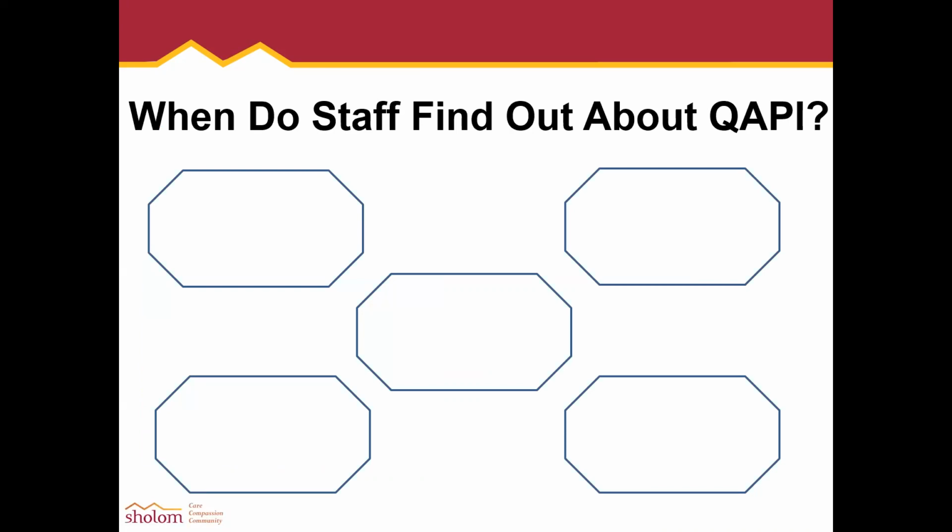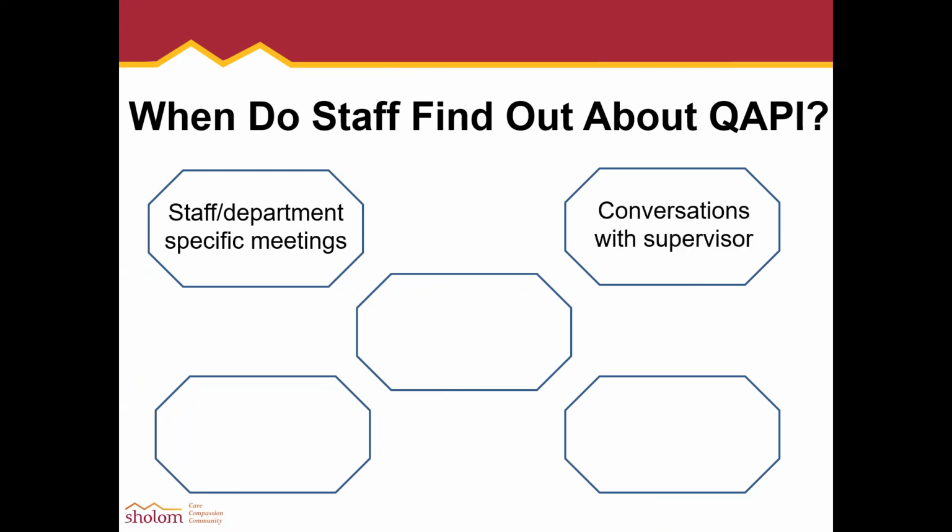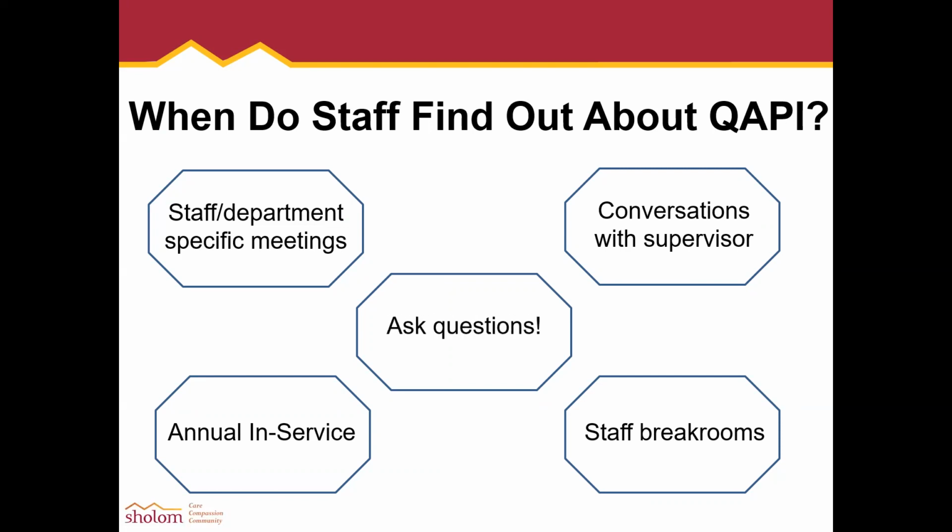Updates to QAPI programs are communicated to staff in a variety of ways. Some of these methods include staff or department-specific meetings. These are held regularly and will have specific information about topics depending on the timelines. Conversations with your supervisor, such as during one-on-ones, performance reviews, or other related check-ins. Annual in-service training provided by Human Resources and department-specific training. Regular postings in the staff break room. Remember, if you ever have questions about where a specific project is at, please ask. Your manager is more than happy to provide an update.